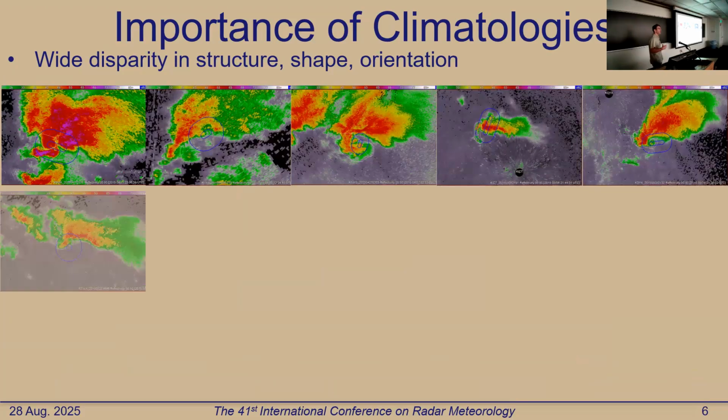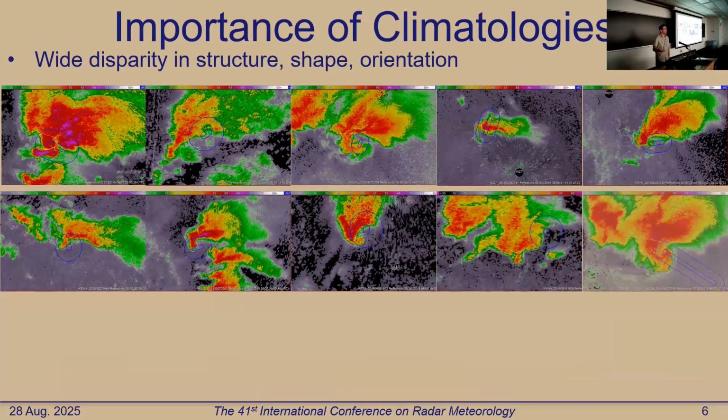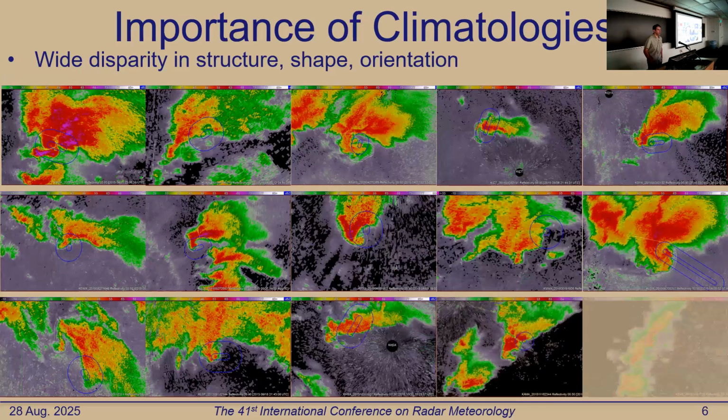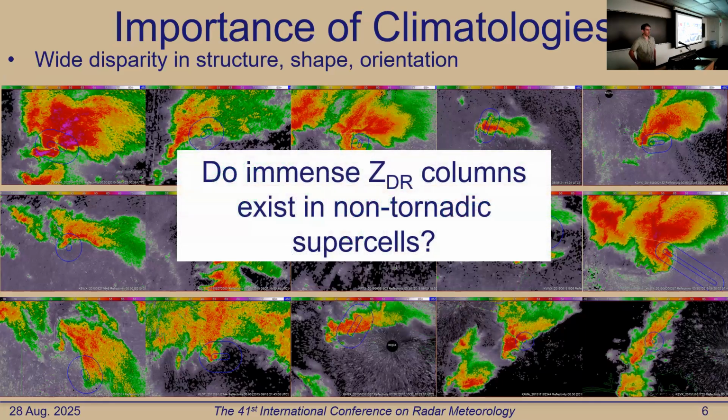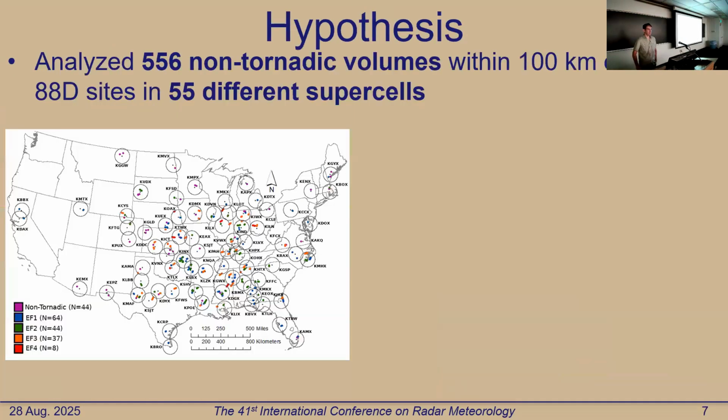I like to take a climatological approach, because every supercell is different. They all have different structures, shapes, and orientations. Okay, so I'm asking what I would say is a hyperbolic question here: do immense ZDR columns even exist in non-tornadic supercells?